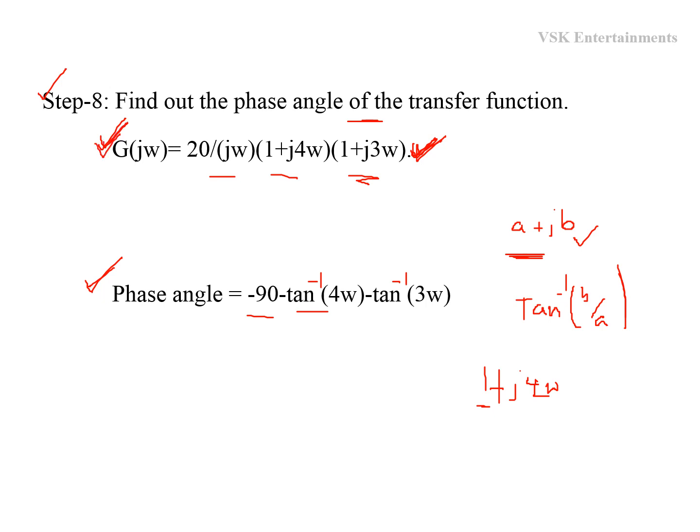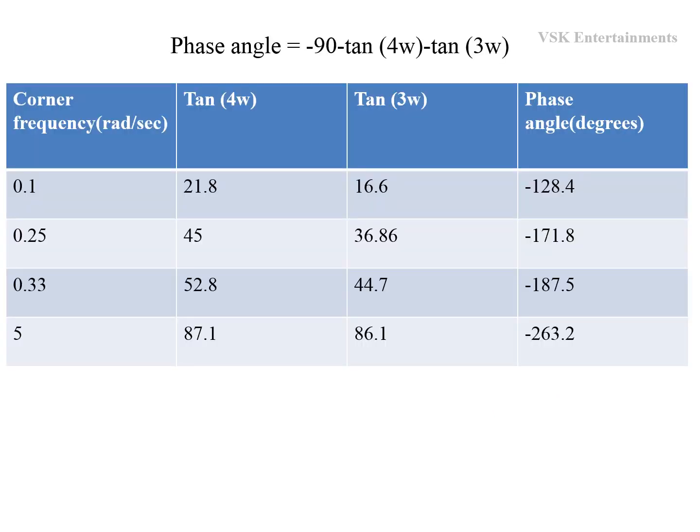Now by using the corner frequencies, we find the phase angle at each and every corner frequency. That is, in place of omega, substitute the corner frequencies and find the phase angle. This is the tabular column which represents the phase angle at each corner frequency. This is the formula for the phase angle. In this formula, substitute each corner frequency in place of omega.